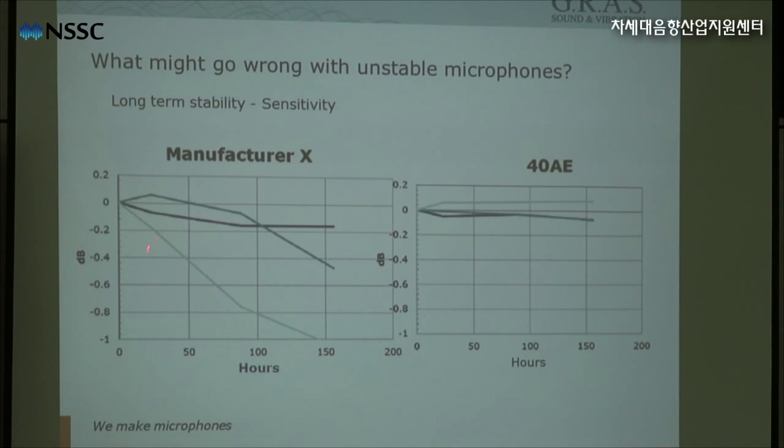And this is a proof that the GRAS microphone, in this case we took 40 AE, is not having the same difference. So as a conclusion, compared to manufacturer X, the GRAS microphone is more stable.